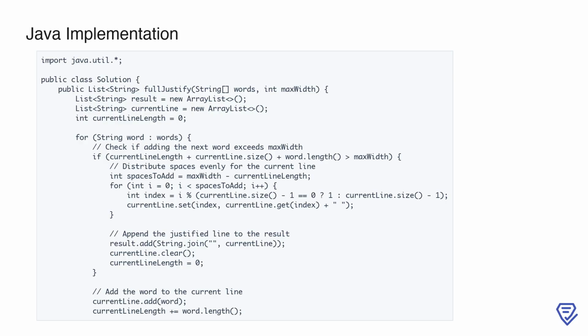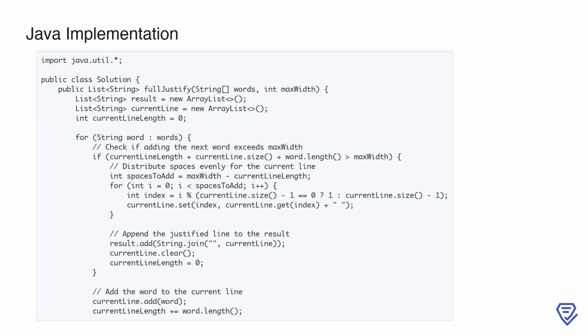For each word, we check if adding it to the current line, along with the necessary spaces, would exceed the maximum width. If it does, we need to justify the current line. To do this, we calculate the number of spaces to add by subtracting the total word length from max width. These spaces are distributed evenly between the words in the line. If there's only one word, the spaces are added to its end. After the spaces are distributed, the line is joined into a string and added to the result list. We then reset the current line and current line length for the next iteration.